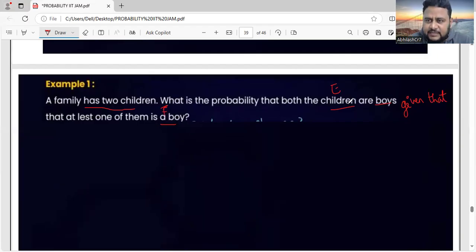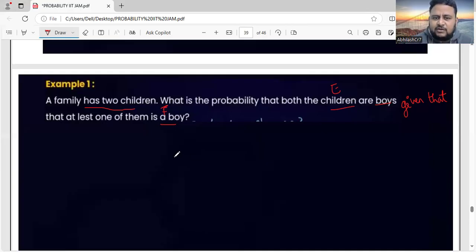So in a family there are 2 children. What is the probability that both the children are boys, given that at least one of them is a boy? Out of 2 children, it is known that at least one of them is a boy. That is the probability they are asking, that both are boys. That is event E. But they have already given that at least one of them is a boy, for surety. That is event F, which has occurred.